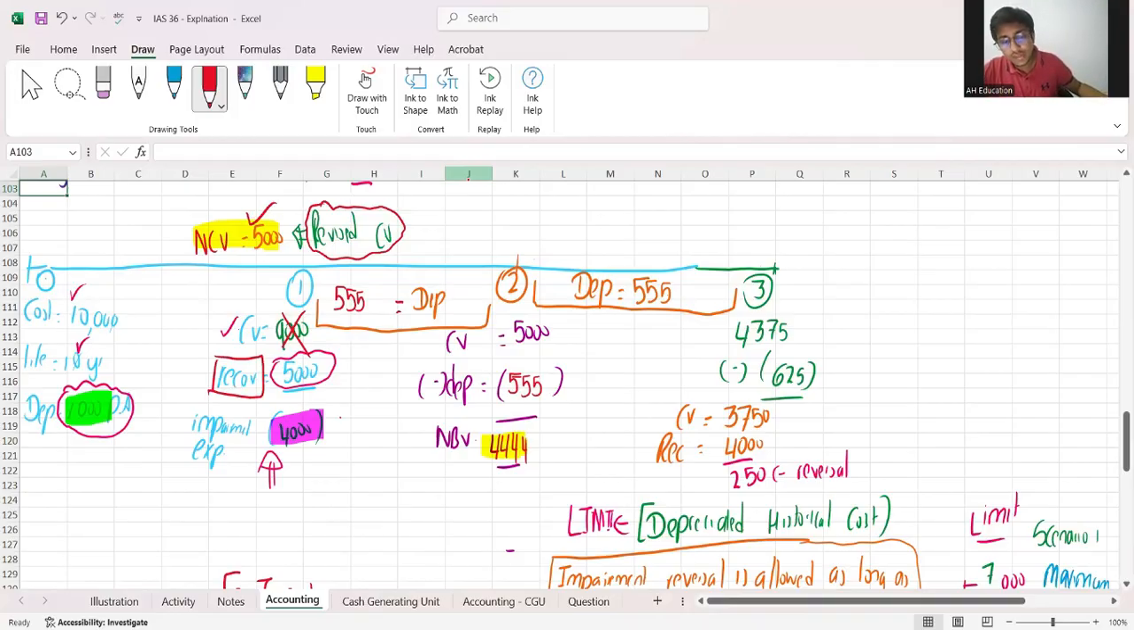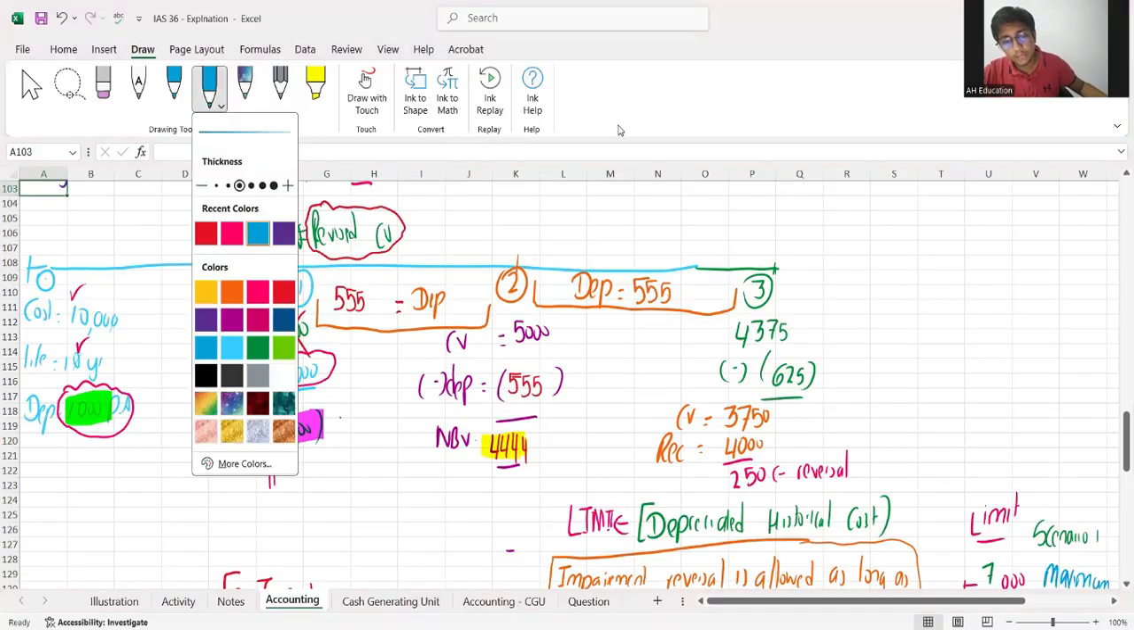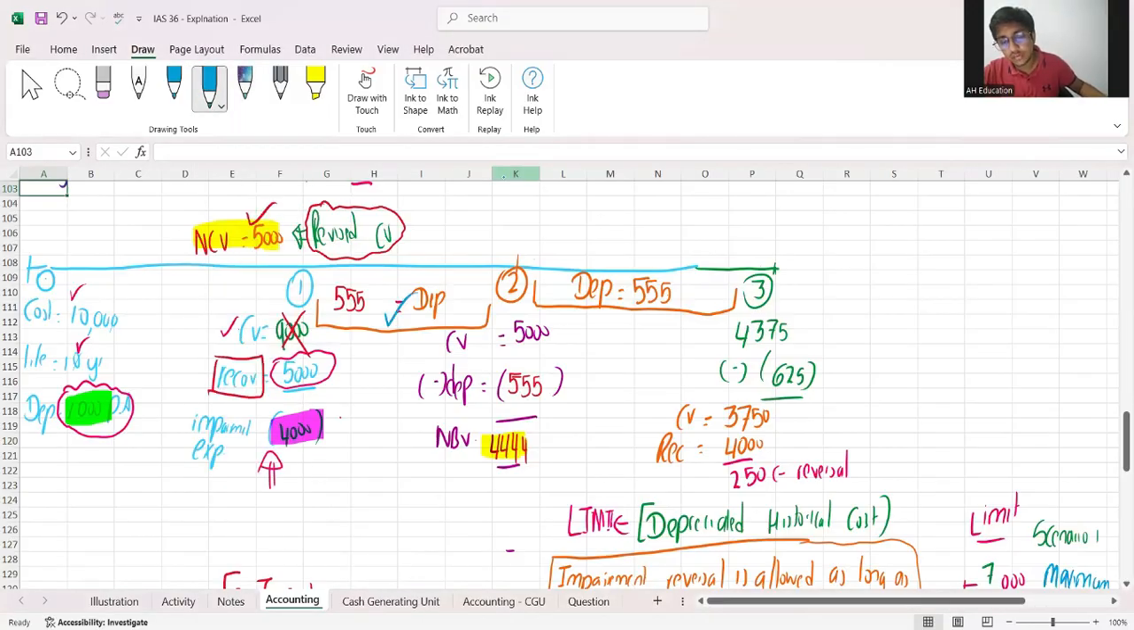So obviously you are in year one. You initially had 10 years of useful life. After that, 1 year was fully utilized, so you have the remaining 9 years. Each year you will be having a depreciation of 555. How did I arrive at 555? It is your carrying value, which is 5000, divided by your remaining useful life.